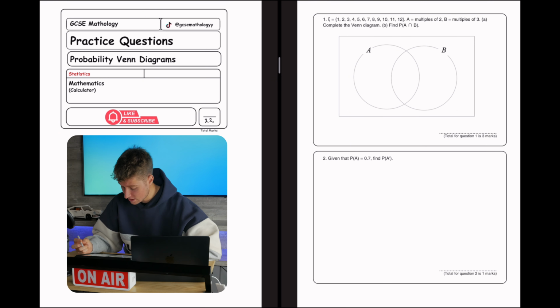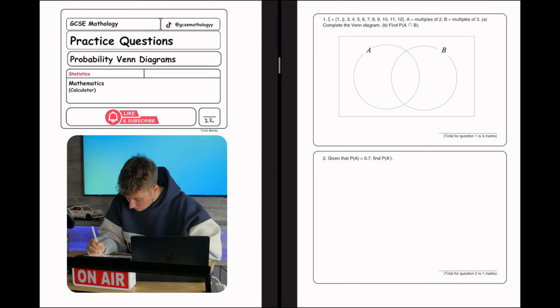So question 1 says, the set contains all of the values from 1 to 12, where A are multiples of 2, B are multiples of 3, and the first part of this question is complete the Venn diagram, and then we need to find the probability of A and B. So what we're going to do first is list out all of the multiples of 2 in this set. So the multiples of 2 are going to be 2, 4, 6, 8, 10, and 12.